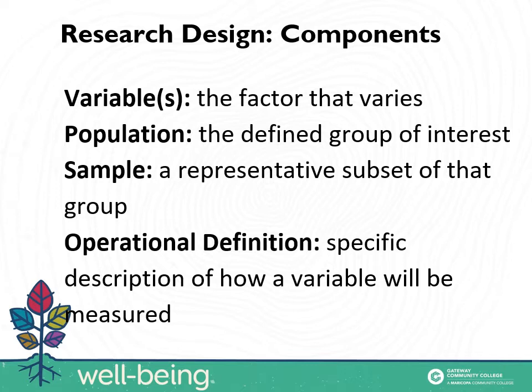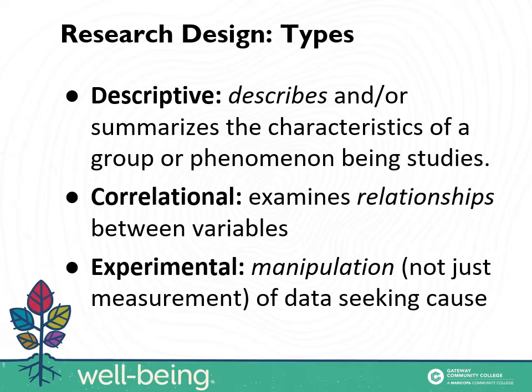You always want to make sure before you start designing your experiment or your research that you have a really specific description of how a variable will be measured. The types of research are these three: descriptive. So it describes or summarizes the characteristics of a group or phenomenon being studied. Sorry about that typo.